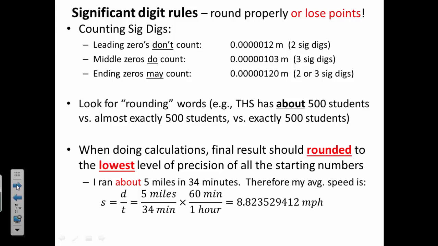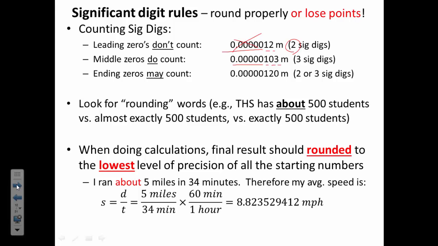All right, so some rules for significant digits. Any leading zeros don't count when you're counting up your significant digits. So these don't count, those. So we have 1, 2 digits for this, 2 significant digits. Any middle zeros do count. So these leading zeros don't count. But here are my significant digits: 1, 2, 3. That middle one does count. All right, so I have 3 significant digits.